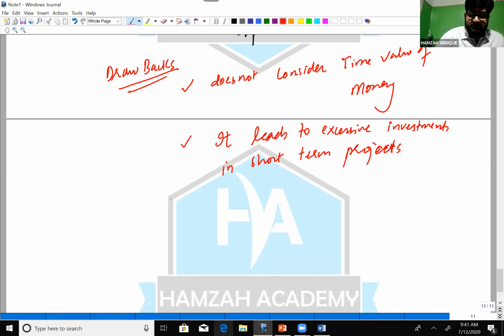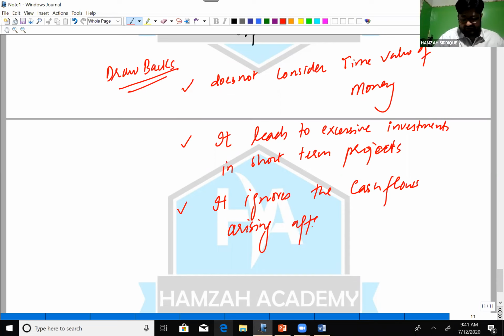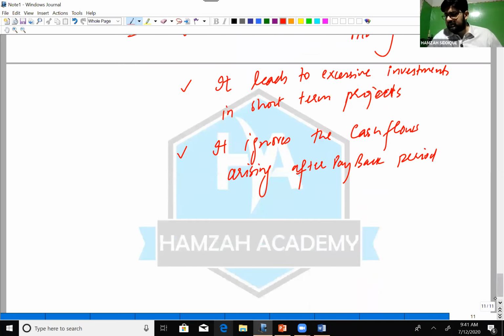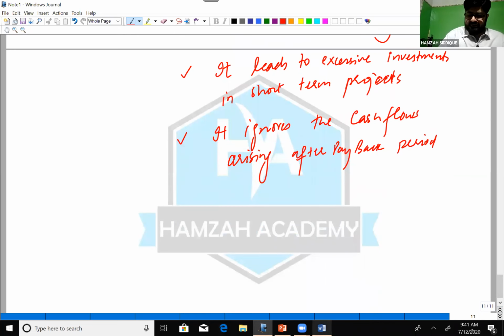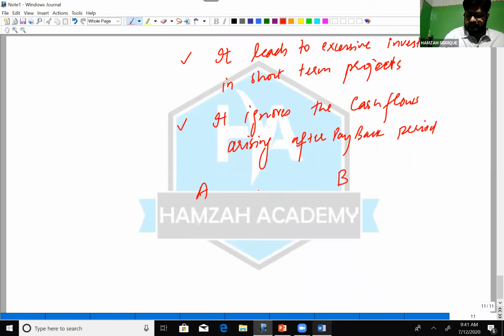And very important, it ignores the cash flows arising after the payback period. Now this is very important. Or it doesn't consider the whole life of the product. Just see here. Two projects, project A and project B. Investment is the same, 1,000 million.